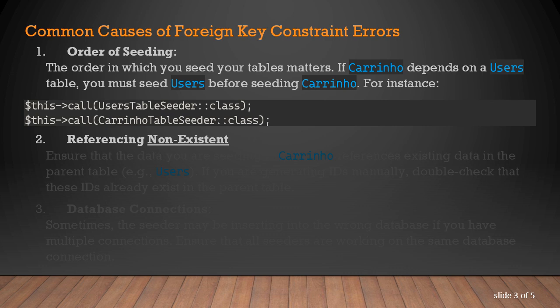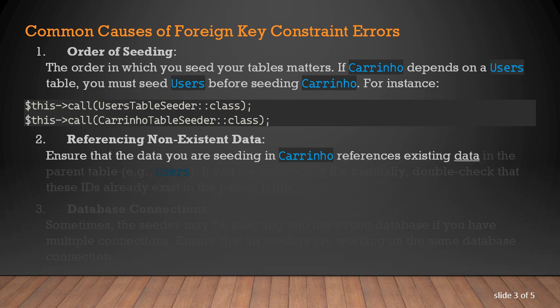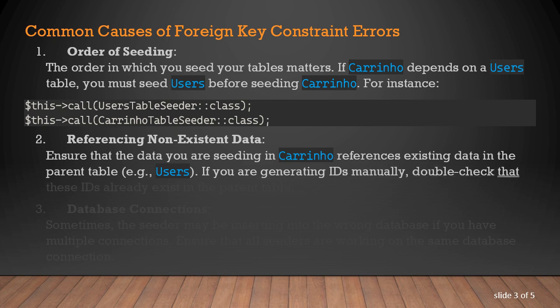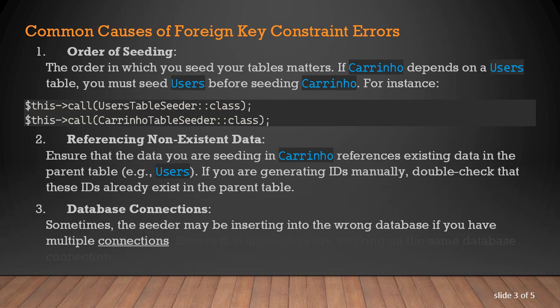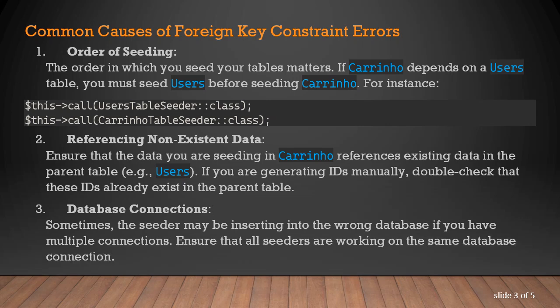Referencing non-existent data. Ensure that the data you are seeding in Carrinho references existing data in the parent table, for example users. If you are generating IDs manually, double-check that these IDs already exist in the parent table. Database connections. Sometimes, the seeder may be inserting into the wrong database if you have multiple connections. Ensure that all seeders are working on the same database connection.